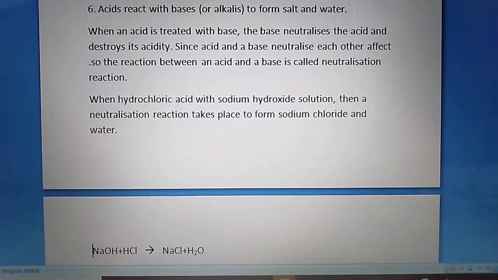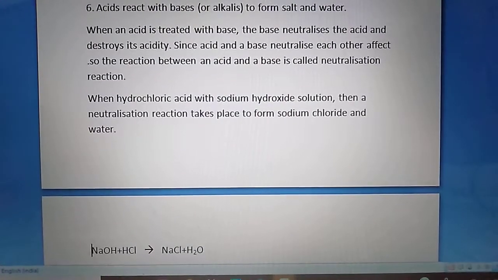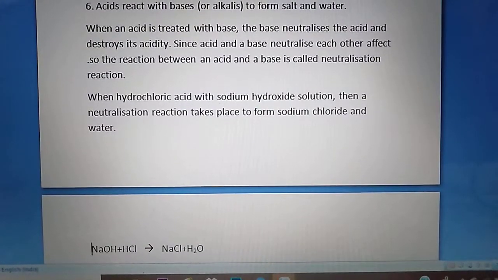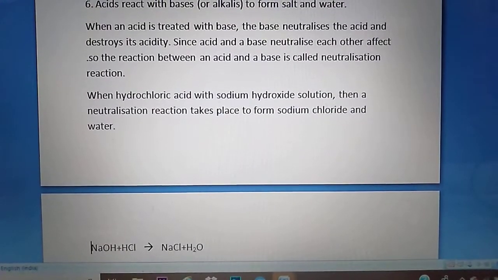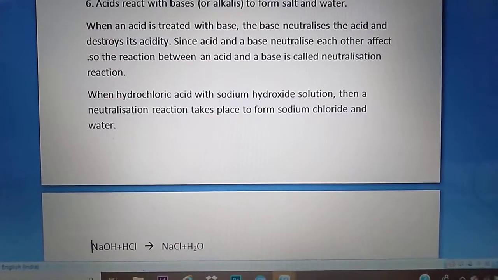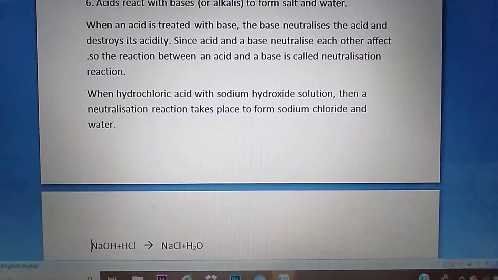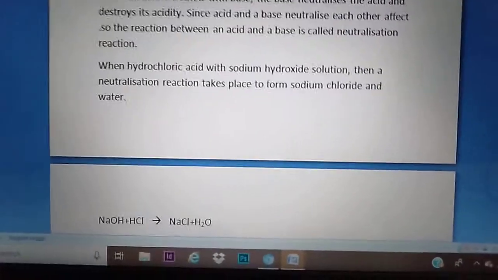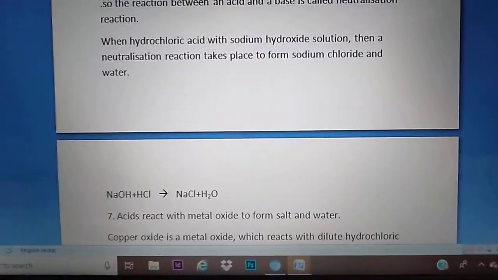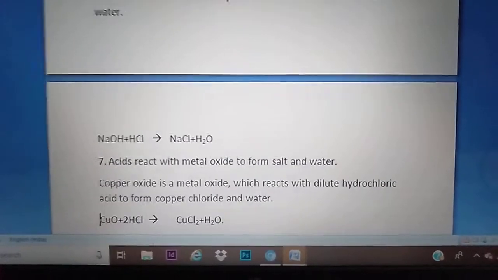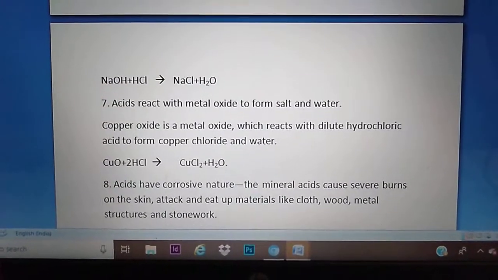Then another property of the acid is that acid reacts with metal oxides to form salt and water. Either it reacts with metal, or if it reacts with metal oxide, then also it forms a salt and water. Like copper oxide reacts with hydrochloric acid to form copper chloride, that is CuCl2, and water.